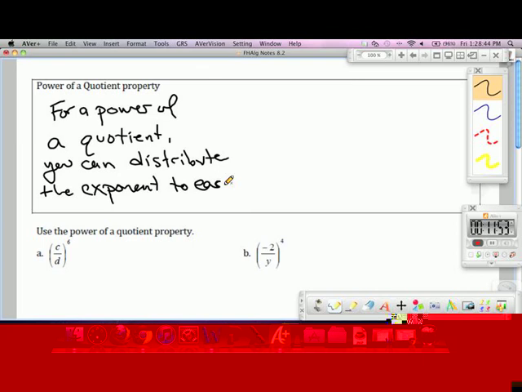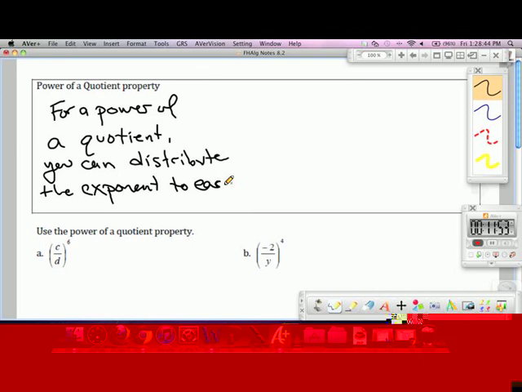Before the bell rings here, I want to make sure we at least look at one of these more complicated ones. Let's look at the first one here. 3a to the fourth over b to the fifth, all that to the third power. You could write all these things out, or you could write this times itself 3 times, or we could just apply our property. Is there any adding or subtracting going on in here? No. So that means this power of a quotient property applies.